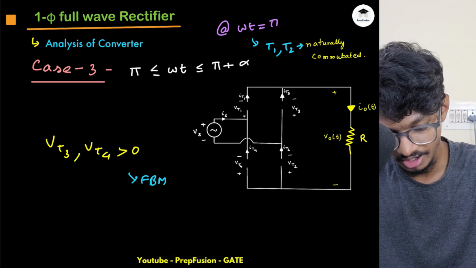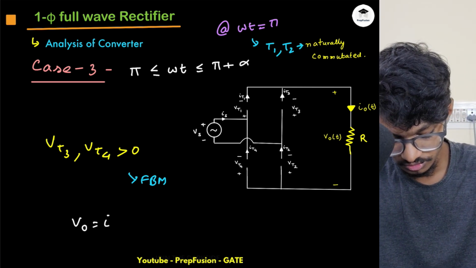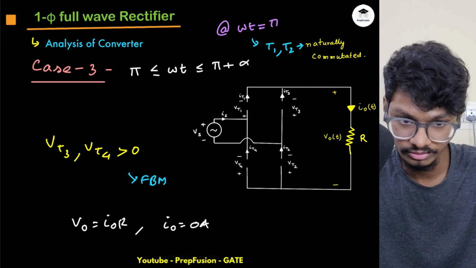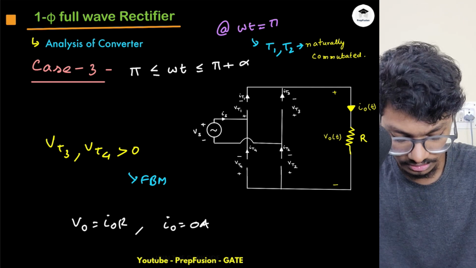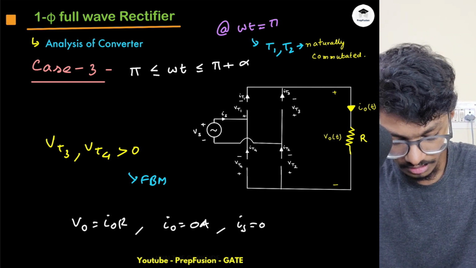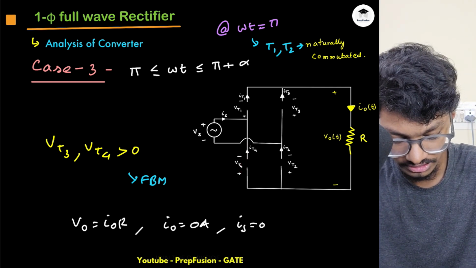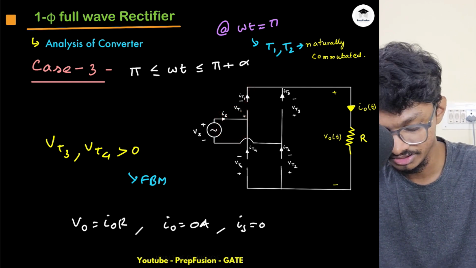Things are simple. My output voltage VO is equal to IO into R, and I know my IO is 0 amperes now. So IO is 0 ampere, and so is the source current IS, which is also 0 ampere, because no current is flowing through here and no current is flowing through here, so all of this IS current will also be 0 amperes.